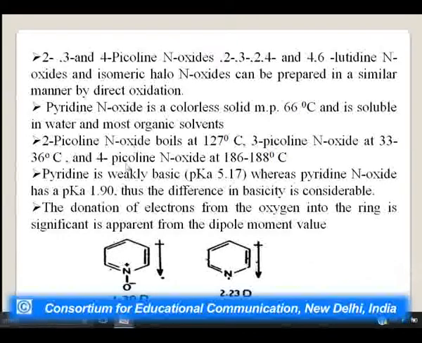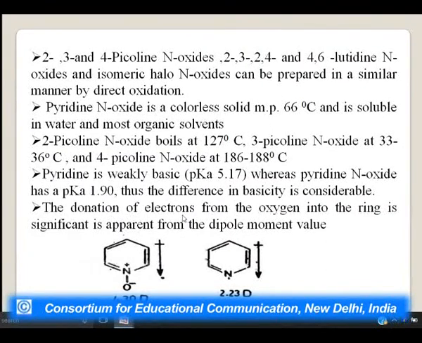2 picoline N oxide boils at 127 degrees Celsius, 3 picoline N oxide at 33 to 36 degrees Celsius, and 4 picoline N oxide boils at 186 to 188 degrees Celsius. Pyridine is weakly basic. It has a pKa value of 5.17, whereas pyridine N oxide has a pKa value of 1.90. You can see the difference between pyridine and its derivative pyridine N oxide, and this difference shows considerable basicity difference among these two compounds.